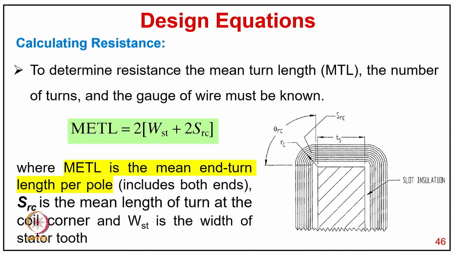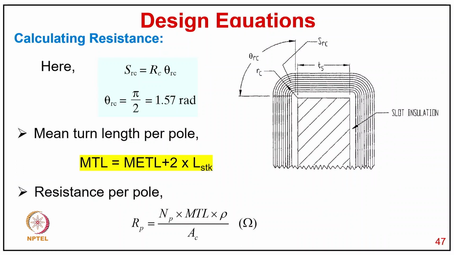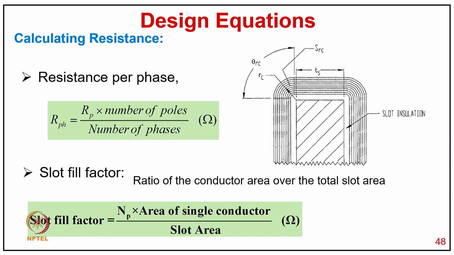So where METL is the mean end turn length of the pole including both ends, SRC is the mean length of the turn at the coil corner, and WST is the width of the stator teeth. So now here SRC equals RC into theta RC, and theta RC equals pi by 2 equals 1.57 radian, and mean turn length per pole is MTL equals METL plus 2 into LST, okay, and resistance per pole is RP equals NP into MTL into rho upon AC. As you can see in the dimensions, the resistance per phase RPH equals RP into number of poles divided by number of phases, and slot fill factor is the ratio of the conductor area over the total slot area.